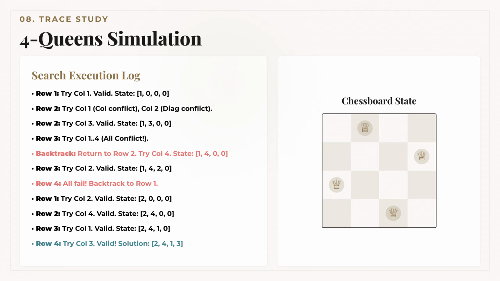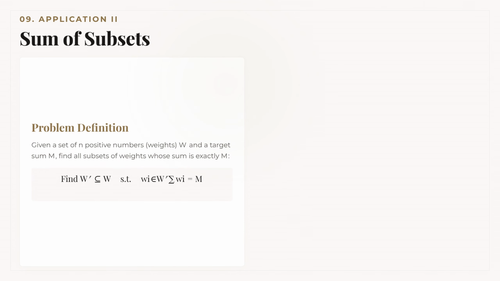Backtracking systematically explores these possibilities while discarding invalid arrangements early. This is why it is much faster than brute force.